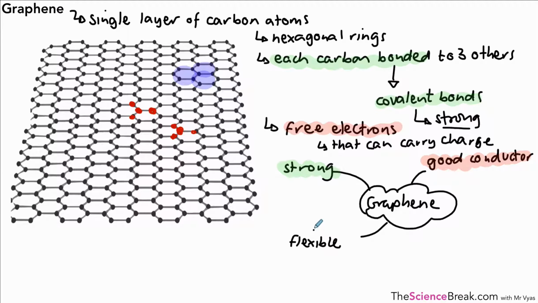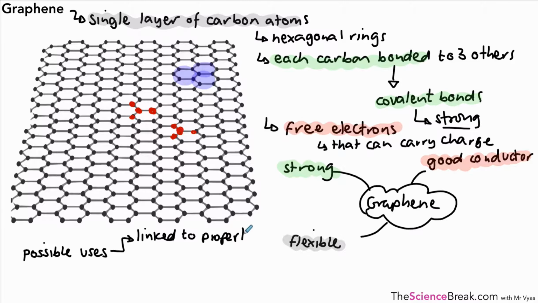It's also flexible as well, and the reason it's flexible is because it's made of only a single layer of carbon atoms. So graphene has a lot of potential uses, all being currently researched. New uses coming up all the time. But what are they? Well, if we're thinking of possible uses, they're going to be linked to the properties of the graphene itself, and that's linked to how the structure of the graphene is in terms of the carbon atoms, the bonds, and the free electrons, and so on.